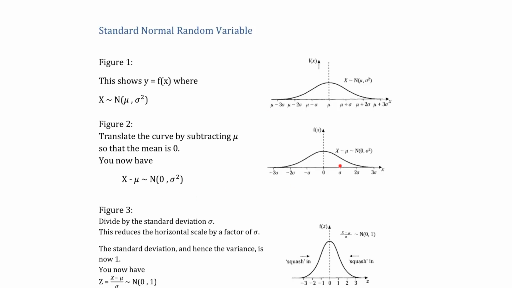So what we'll do is subtract mu from every value of x. So mu minus mu is 0, mu plus sigma minus mu is 1 sigma, mu plus 2 sigma minus mu is 2 sigma, and mu minus sigma minus mu is minus sigma. Now the third step would be to divide these values by sigma.